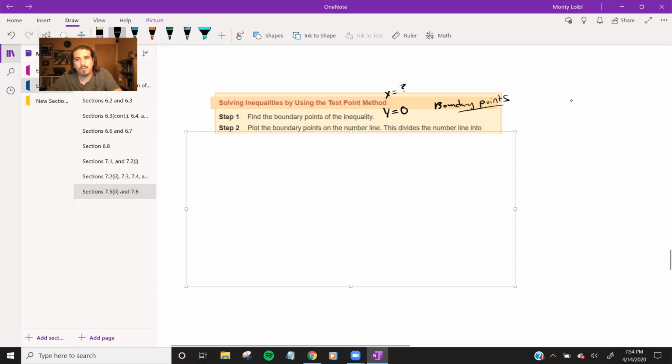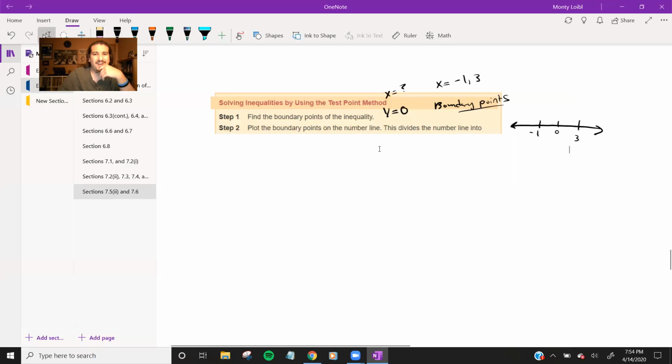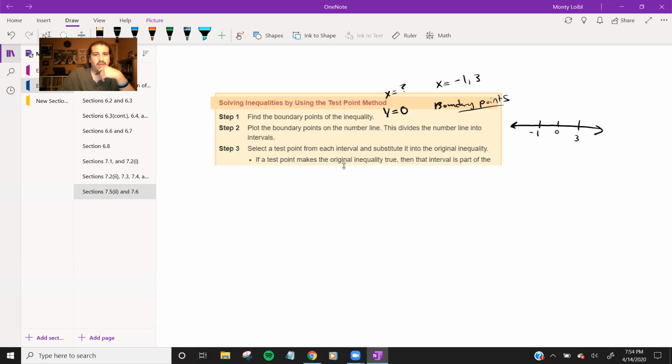Now, hopefully, this is bringing back some good memories of solving problems like this, right? So you solve your boundary points. Let's say x is equal to 1 and 3. Well, let's make a negative number. Let's say negative 1 and 3. Step 2 is saying it's going to divide it into sections. You're going to have negative 1, 0 for a reference, and 3. That is what step 2 is talking about, it divides it into sections, which we just saw.